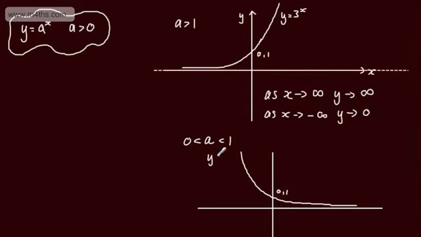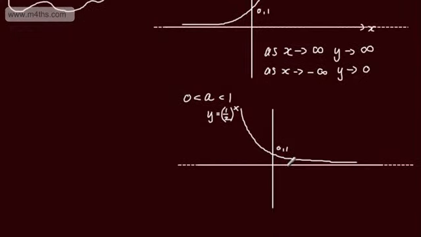So let's say we've got y = (1/2)^x. So our value of a is a positive constant, and now we're between 0 and 1. Again, we have this x-axis as the asymptote, so we can go ahead and put that on. If we consider now what happens as x gets very large, we can say as x tends to positive infinity, y will tend to 0. We can say as x tends to negative infinity, y will tend to positive infinity. So y is going to get very large.